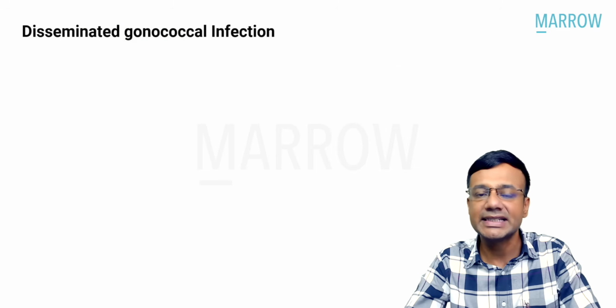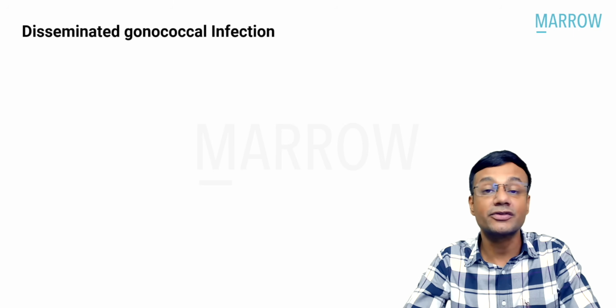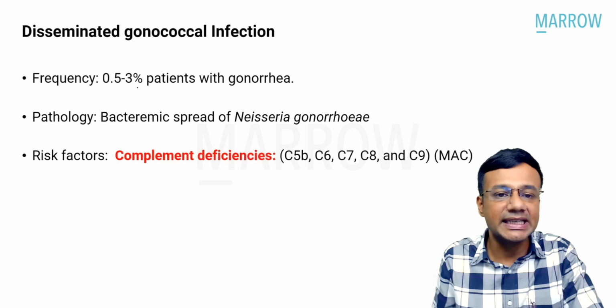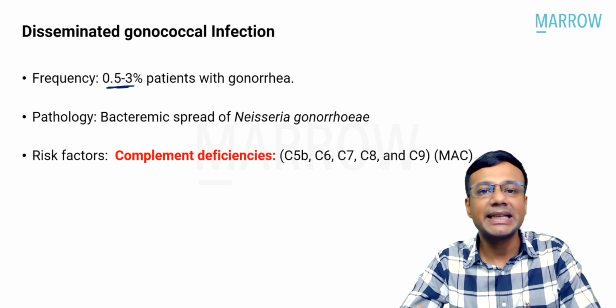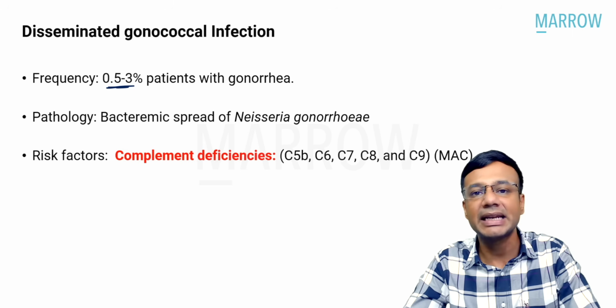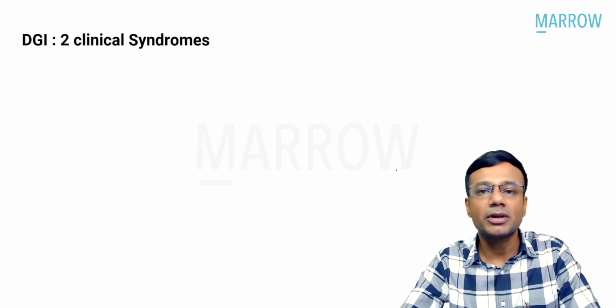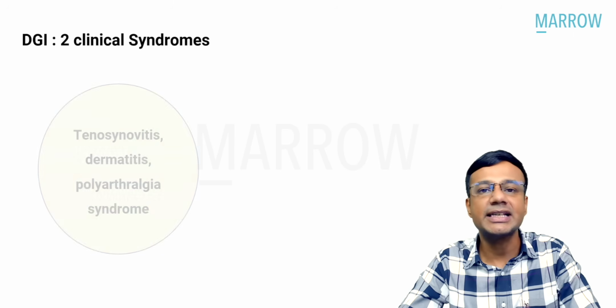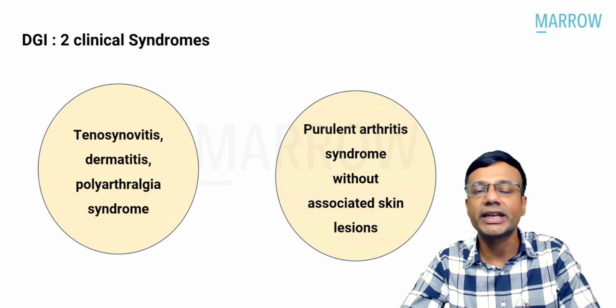I thought we'll discuss disseminated gonococcal infection, because repeatedly in the exam we're getting questions from gonorrhea. However, this is going to be a new question. Disseminated gonococcal infection is seen in 0.5 to 3% of patients with gonorrhea. Here there's a bacteremic spread of Neisseria gonorrhoeae, associated with complement deficiencies of the membrane attack complex, C5b to C9. There are two important clinical syndromes. Number one is tenosynovitis dermatitis polyarthralgia syndrome. And number two, purulent arthritis syndrome without any skin lesions.